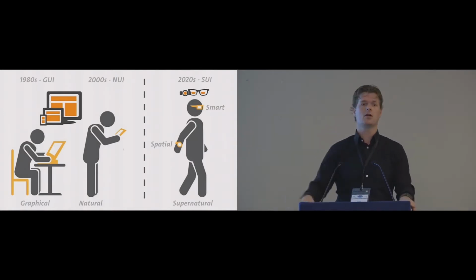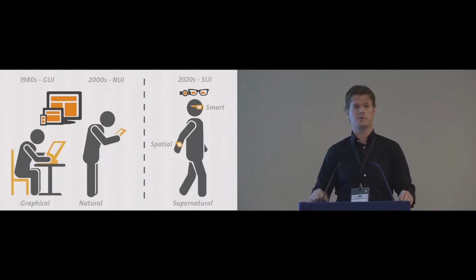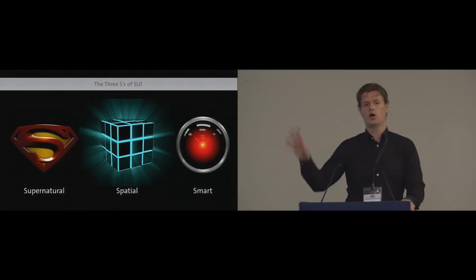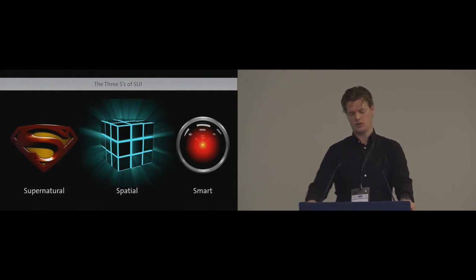And I bet there might also be a lot of cases in the future where we still use graphical user interfaces and natural user interfaces, but I bet that the dominant way we interact with computers in the next decade or so is going to be more like illustrated here, in a more spatial, smarter, or supernatural way. And in the remainder of my talk, I would like to talk about these three aspects, the 3S of SUI, although SUI is the acronym only for the spatial part. I would like to give you a perspective of what I think these essential aspects will be in the future.